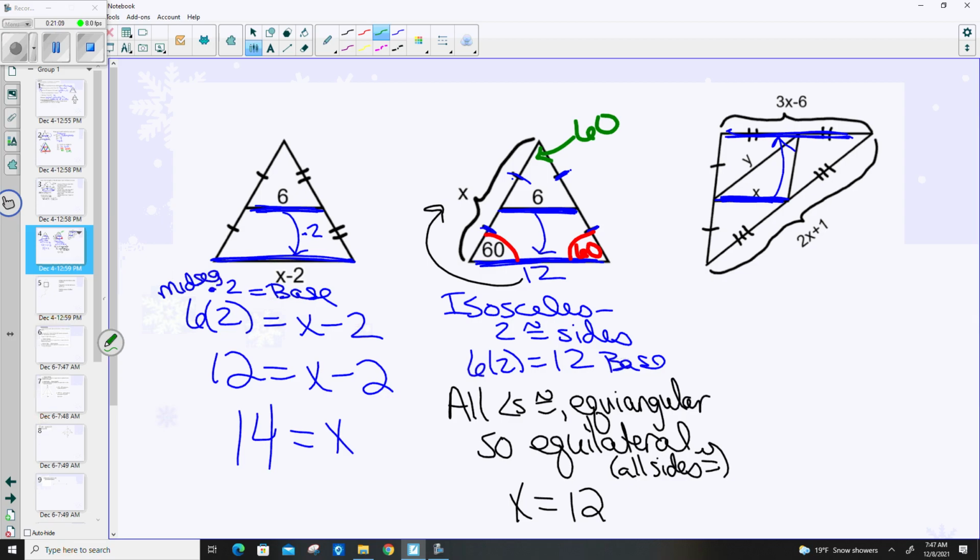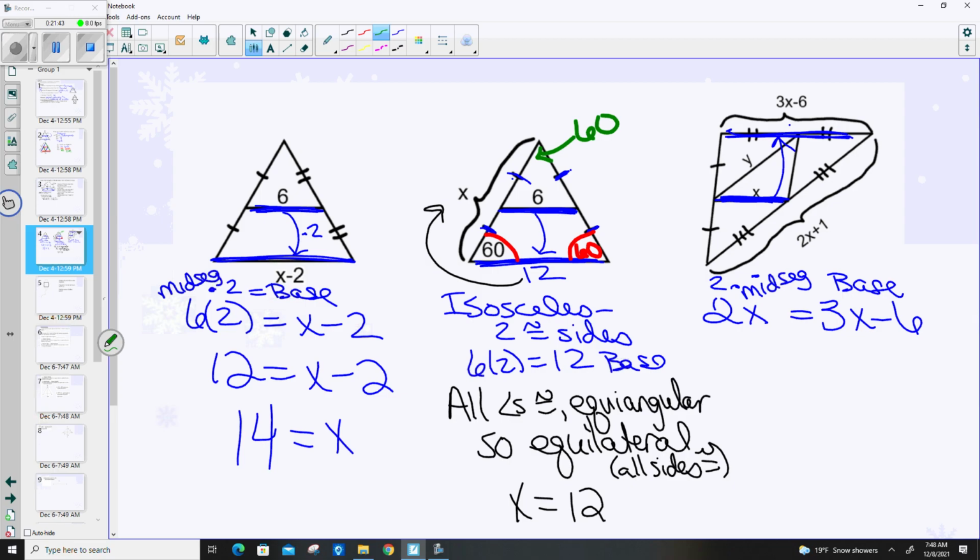So let's take the mid-segment times 2, because the mid-segment is x, to get to the base, and the base is the one it's parallel to, 3x minus 6. So I definitely saw some out there where people had them equal to each other. Remember, if they're equal, it'd be a rectangle. That mid-segment is halfway through the triangle. It's got to be smaller than the base. So in this case, we got to double it to get to the base.